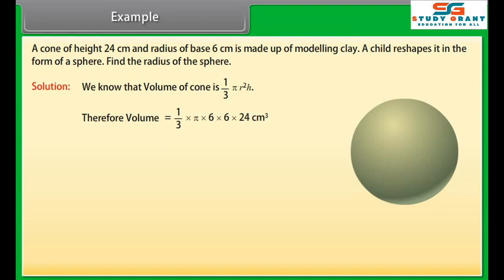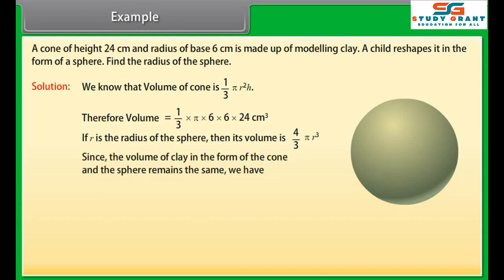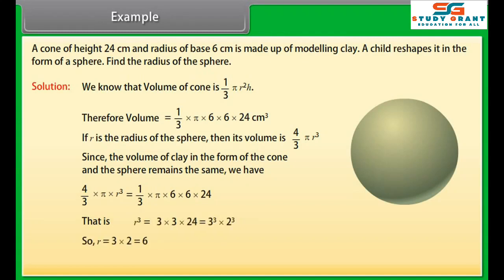Similarly, in the case of cutting bread into slices, we convert a solid shape into another solid shape. The volume of all the slices together exactly equals the volume of the original object. Example. A cone of height 24 cm and radius of base 6 cm is made up of modeling clay. A child reshapes it in the form of a sphere. Find the radius of the sphere.